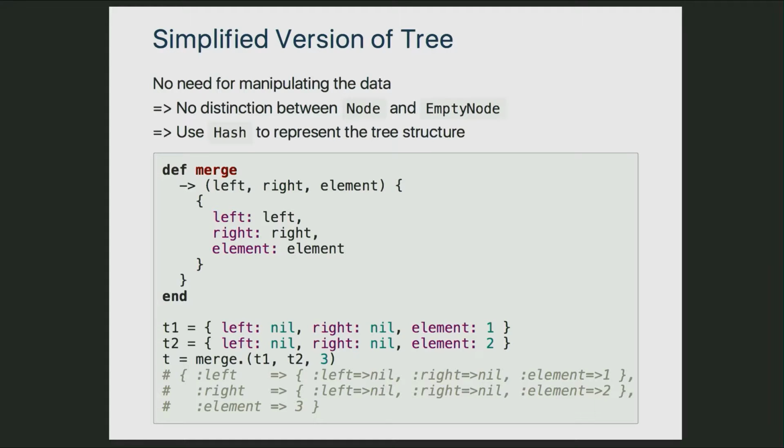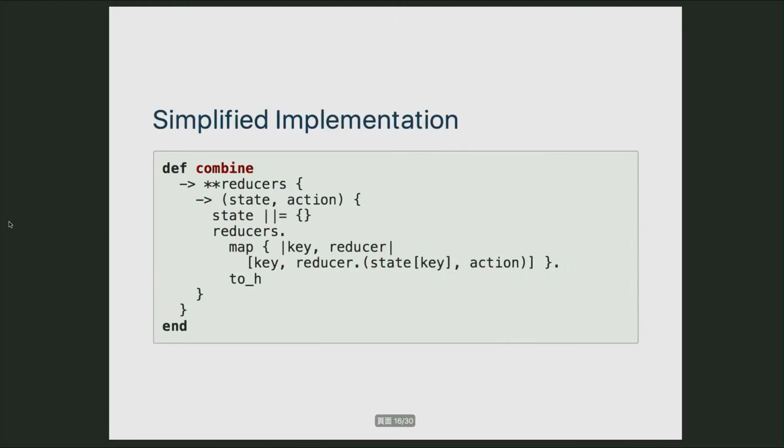So we need to implement a function to merge multiple trees into a single tree, which is nothing but a hash. In my code, I just defined a simple merge. It takes the left tree, the right tree and the element, and then I just return a hash. But as I said, a hash is a tree, right? So I created a tree inside, where left is the left and right is the right. So I can just use the merge here. The same logic just applies to the reducer.